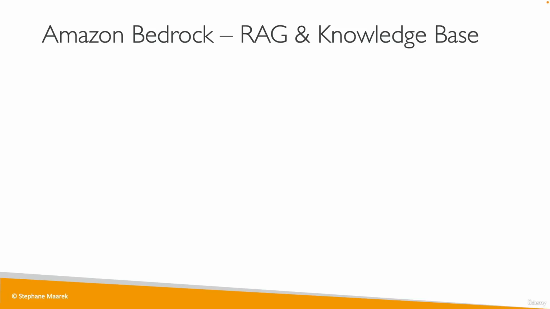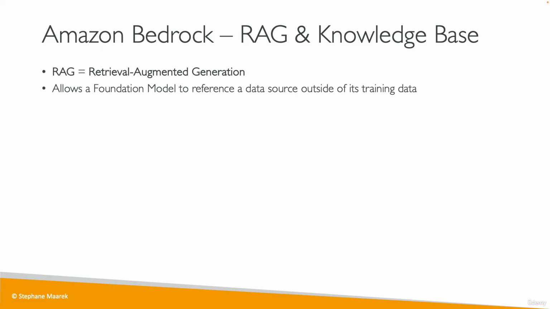So now let's talk about RAG and knowledge bases. So what is RAG? RAG is Retrieval-Augmented Generation. Behind this very fancy name, there's a very simple concept. This allows your foundation model to reference a data source from outside of its training data without being fine-tuned. So how does that work?